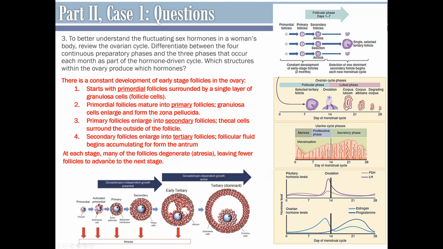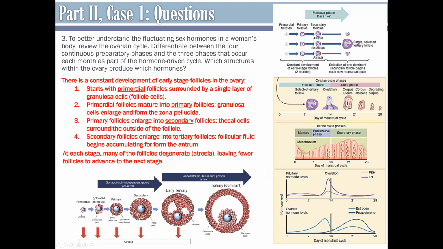So at each of these stages, many of the follicles degenerate in a process called atresia, which leaves fewer follicles to advance to the next stage. So up here in this top picture we were looking at initially, you can see how as you go along, some of these say atresia. That means that they basically degenerate, so that by the end, only one of these 3 primordial follicles has actually become a tertiary follicle.